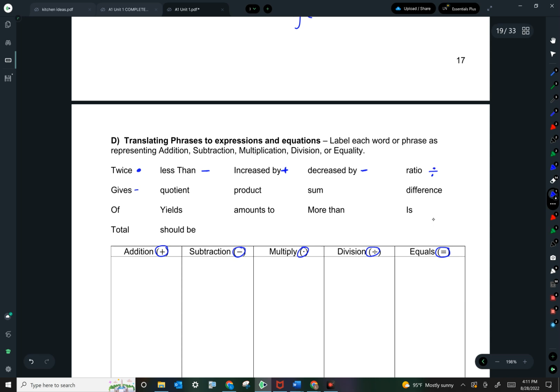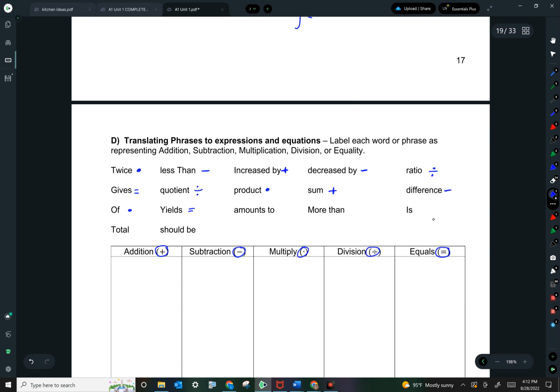Gives is like equal sign. 3 plus 2 gives 5. Quotient is division. Product, means multiplication. Sum, means addition. Difference is subtraction. Of is multiplication. You might say half of 10. That means 1/2 times 10. Yields is the same as gives.